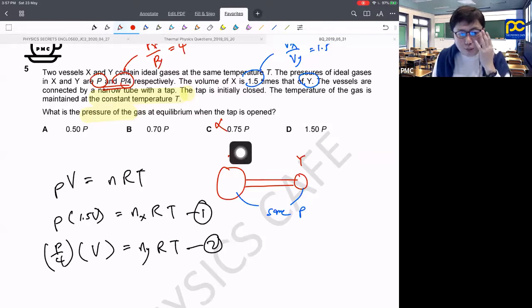So then a lot of people think that means the pressure is P over 4, right? And then on average, they find the average pressure. Cannot. Okay. Now, can you raise your hand?